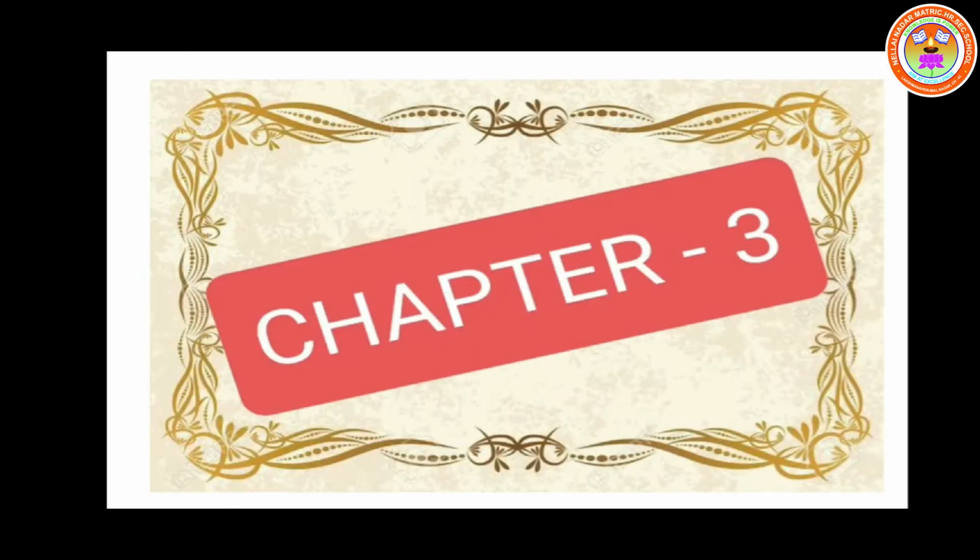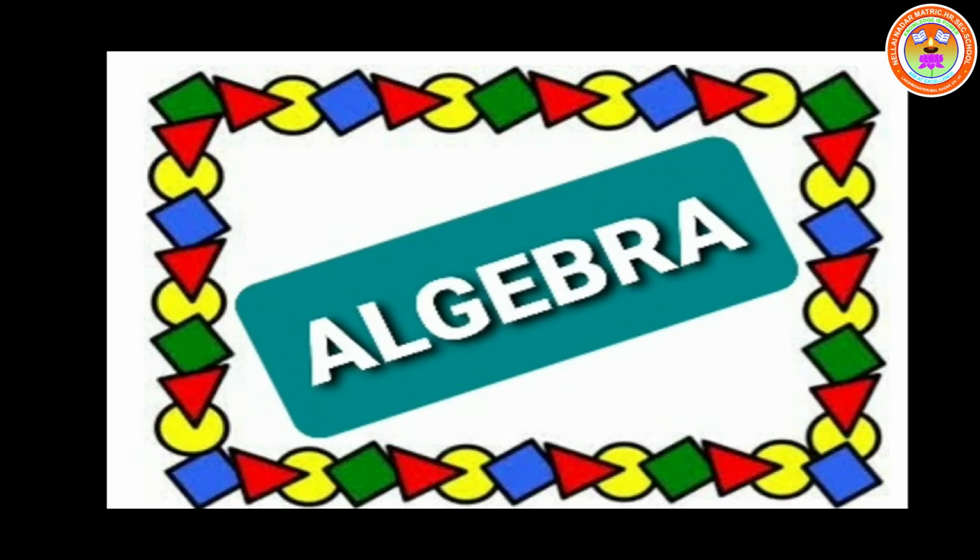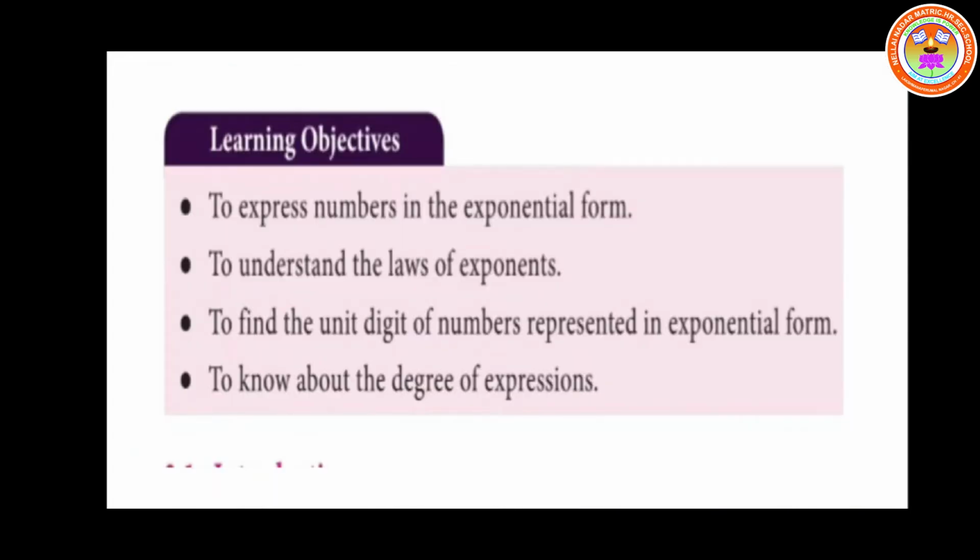Chapter 3, Algebra. In today's session, you are going to learn about algebra. First, let us see the learning objectives in this chapter. The first one, to express numbers in the exponential form. To understand the laws of exponents. To find the unit digit of numbers represented in exponential form. And to know about the degree of expressions. So these are the learning objectives in this topic.